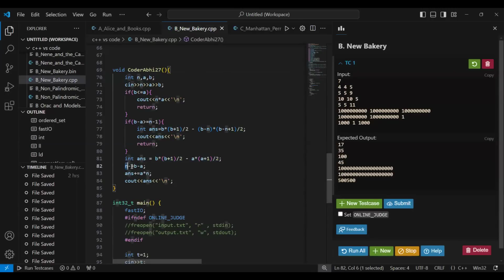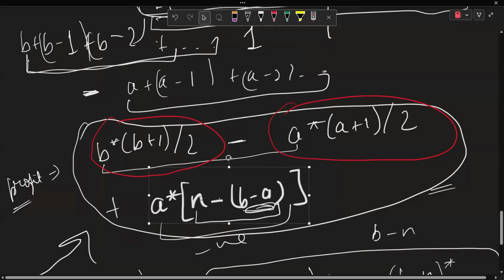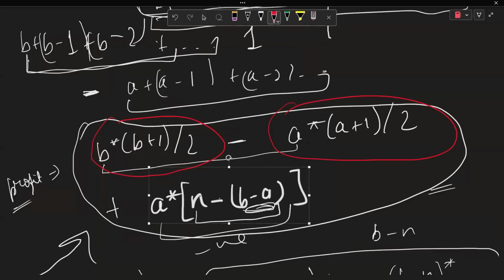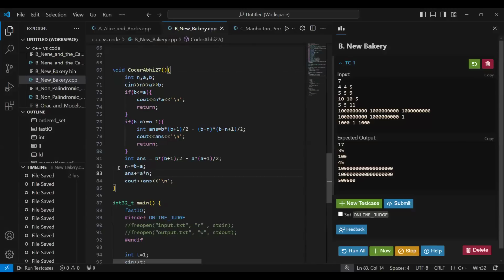And then I've reduced my n with b minus a and added a plus a into n. So this n is actually n minus b minus a. So what I had written, n minus b minus a, that thing is only written here. I have reduced my n only and then multiplied a with n. It's the same thing. This is my answer. Okay. So I hope the second problem is clear to you.